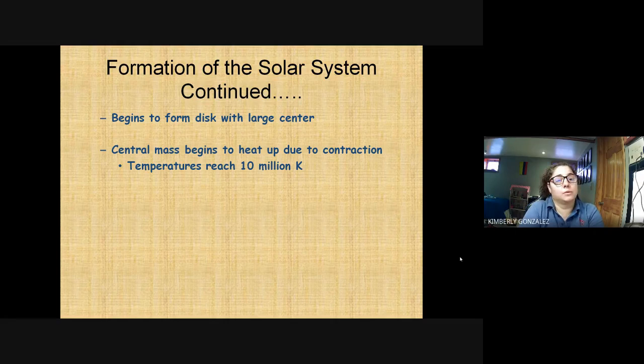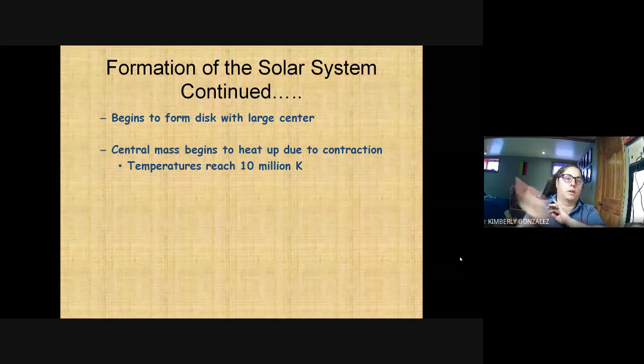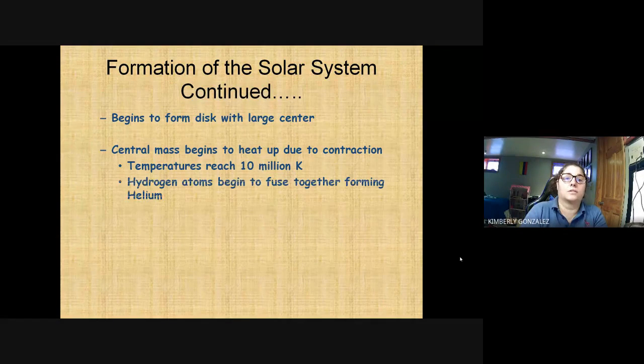Now, remember what I told you yesterday: fusion needs heat in order to happen. So as this central mass heats up, because we're contracting all this stuff together and it's spinning around, the temperatures are increasing, and we're setting this up so that you can have the process of fusion. Those beginning hydrogen atoms begin to have their nuclei fuse together, forming helium.